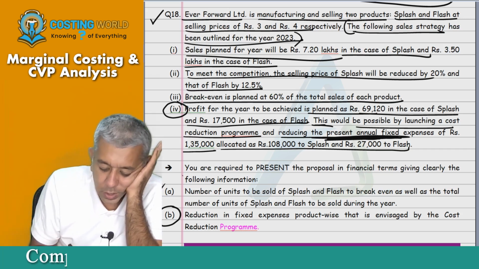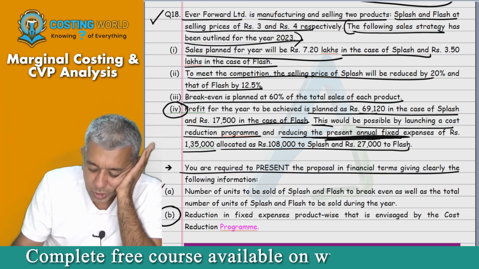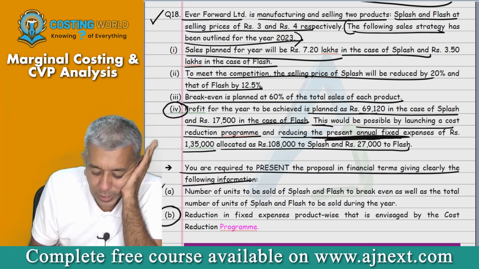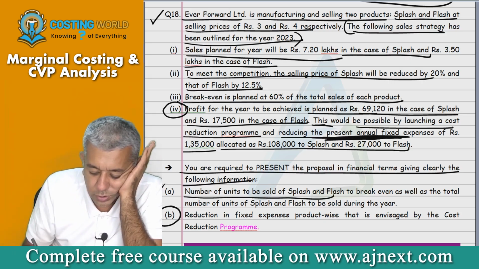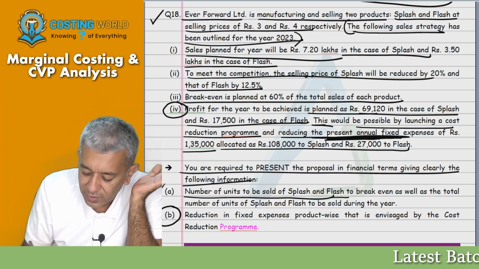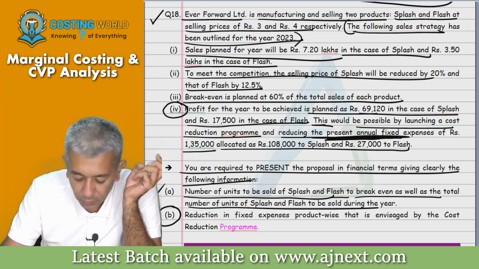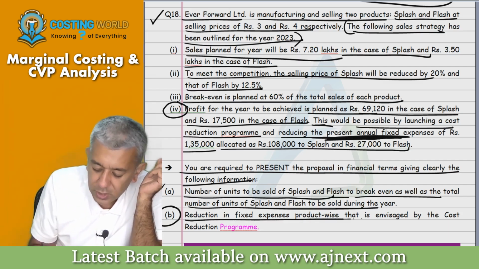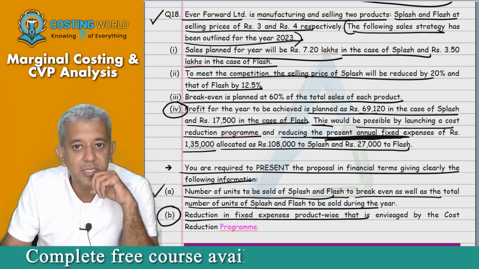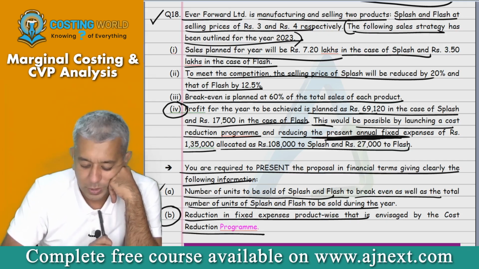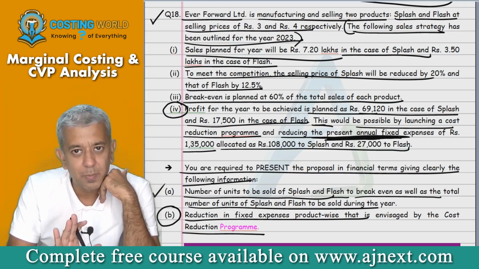Okay, you are required to present the proposal in financial terms, giving clearly the following information. A, number of units to be sold of Splash and Flash to break even, as well as total number of units of Splash and Flash to be sold during the year. B, reduction in fixed expenses product wise that is envisaged by the cost reduction program. Okay, I'll present the summary of that.